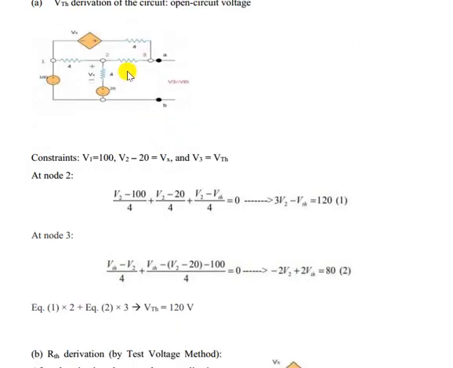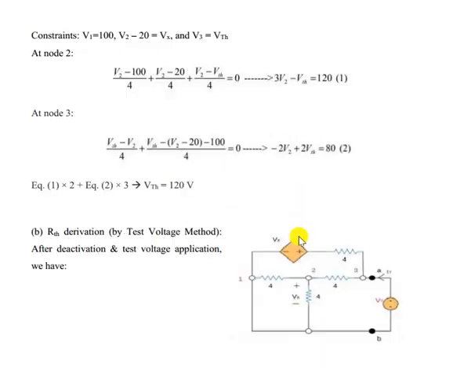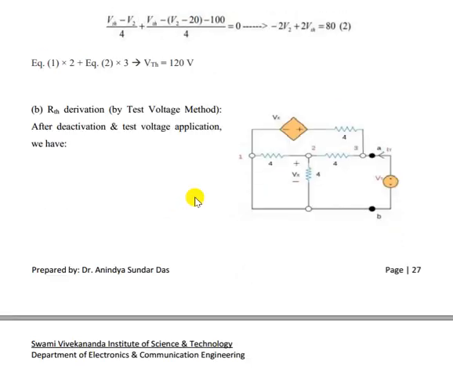Now at node 3, if we apply KCL, we can write Vth minus V2 divided by 4, then Vth. We can solve it by applying a supernode also, because there is a voltage source, but we can write it directly also, another method. It is Vth minus Vx minus 100, where Vx is nothing but V2 minus 20, divided by 4 equals 0. So you get two equations. If you solve them, you will get VTH equal to 110 volt.